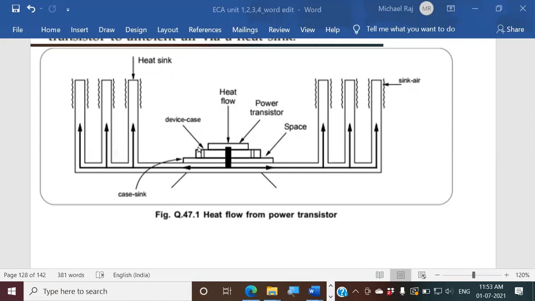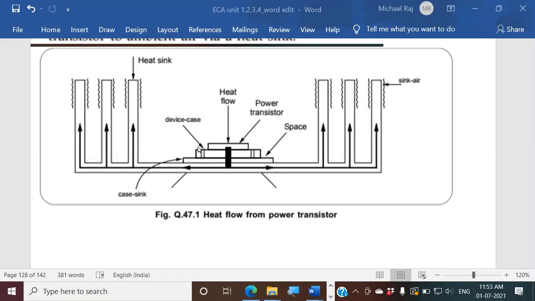See, junction is connected to case. Transistor junction is connected to transistor case. You have seen a transistor in lab, isn't it? Last EDC you have done the experiment. A transistor has a case. A bipolar junction transistor has a steel case, you have seen. So you have the case, right?